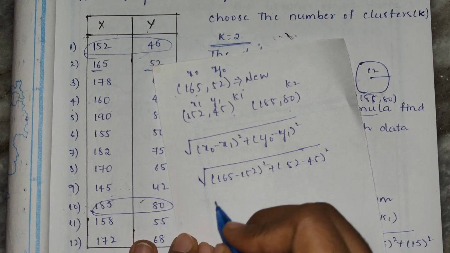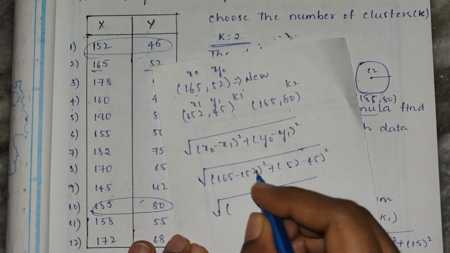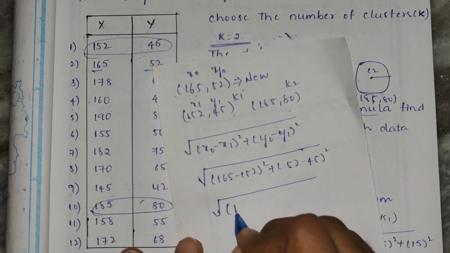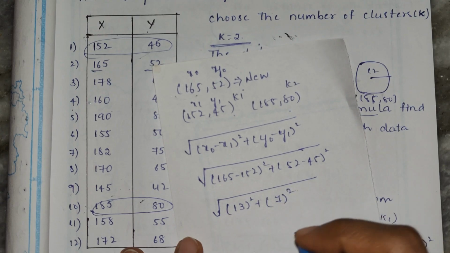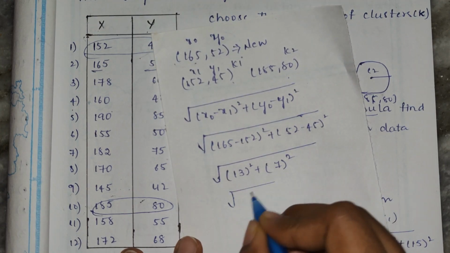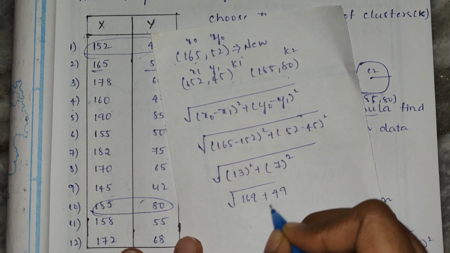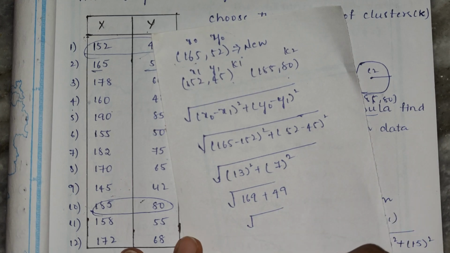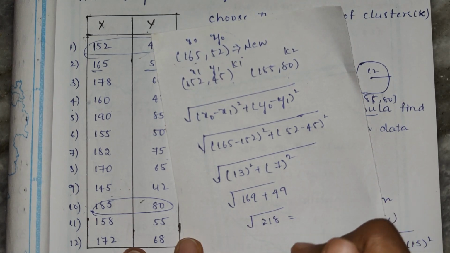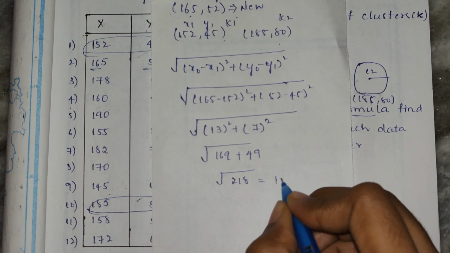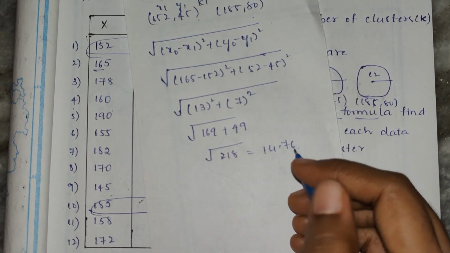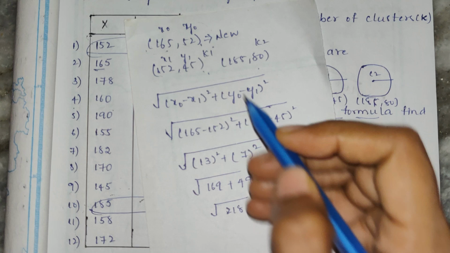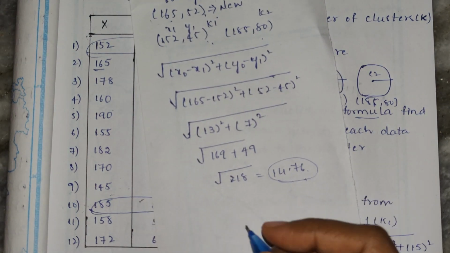Now 165 minus 152, which gives 13 whole square, plus 52 minus 45, which gives 7 whole square. Understood? Now 13 square is nothing but 169 and 7 square is nothing but 49. Okay, 169 plus 49, 218. Okay, root of 218 is nothing but 14.76. Okay, and the distance from the new data point to cluster 1 is nothing but 14.76.